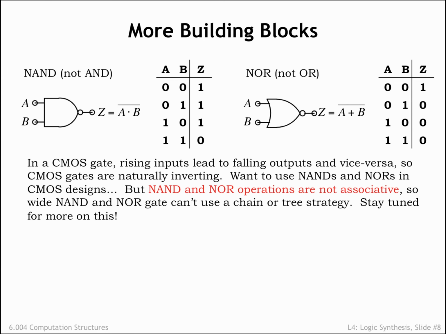Note that NAND and NOR operations are not associative. NAND of A, B, and C is not equal to the NAND of C with the NAND of A and B. So we can't build a NAND gate with many inputs by building a tree of 2-input NANDs. We'll talk about this in the next section too.